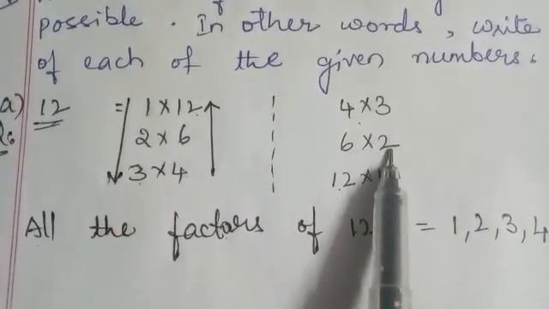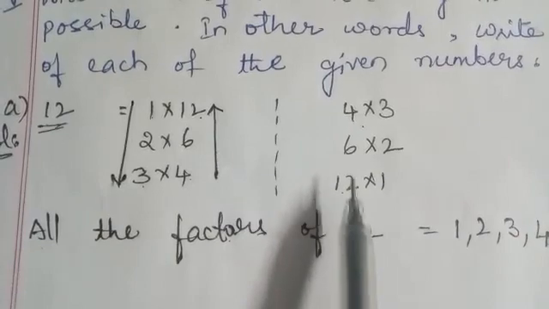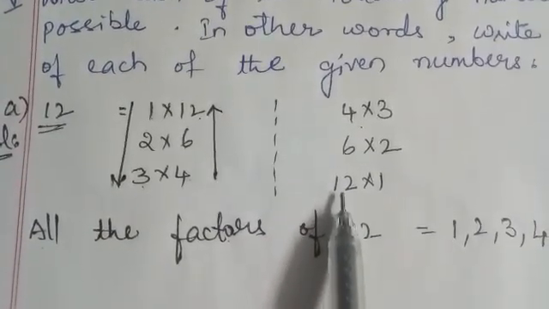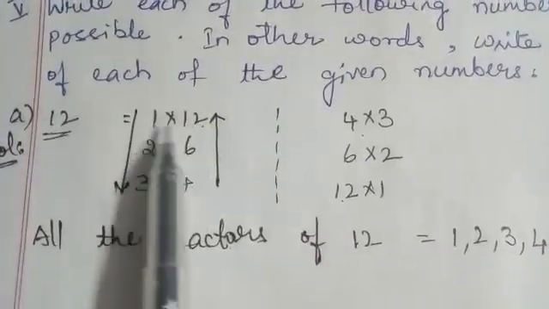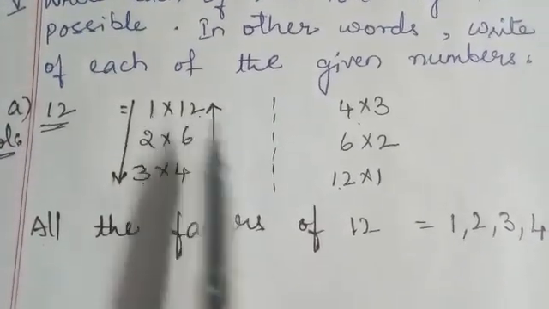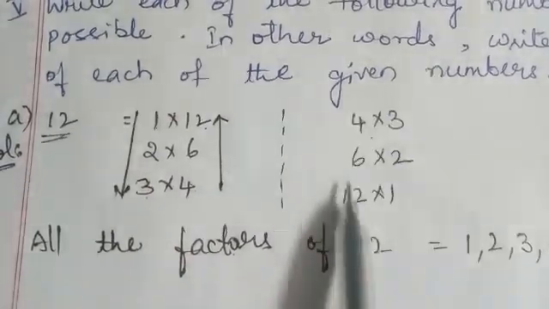6 twos are 12. Then after 6, the number 12 comes in the 12 table, that is 12 ones are 12, which is just the opposite of this. Okay, so these are repeated factors.